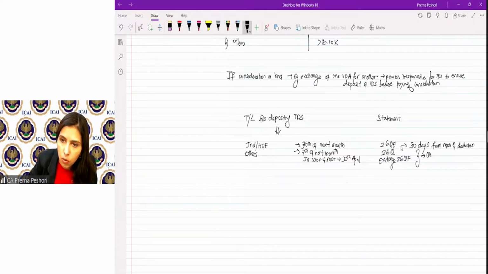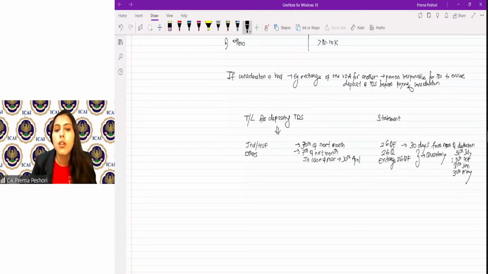This is quarterly, by 31st July for the June quarter, then 31st October for the September quarter, then 31st January for the December quarter, and finally 31st May for the March quarter. Okay. And then, of course, the TDS certificate has to be furnished in Form 16E and 16A. Clear? Yes or no? Any questions? Any doubt?